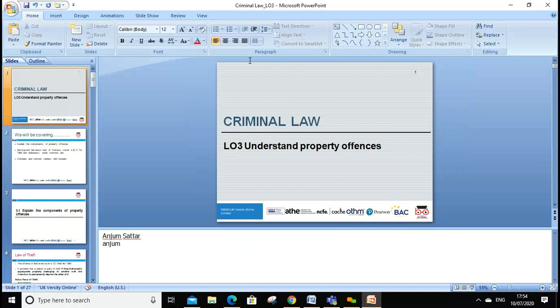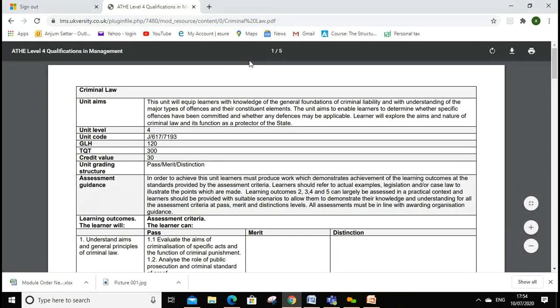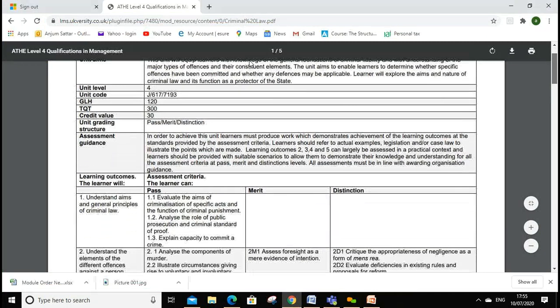In this lesson, we'll go through our learning outcome 3, which is about understanding property offenses. So today's lesson we'll go through property offenses. Before starting, we'll recap what we learned during our last two lessons. Anyone, please, anything you remember that we learned during lesson 2?